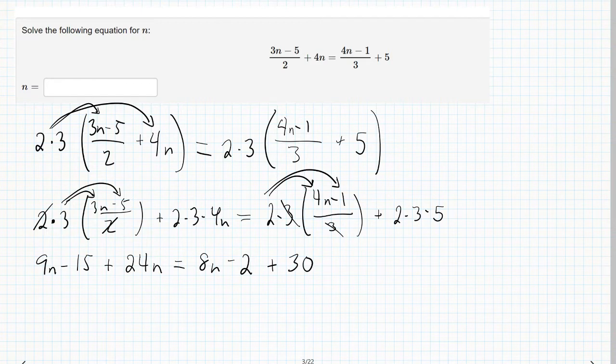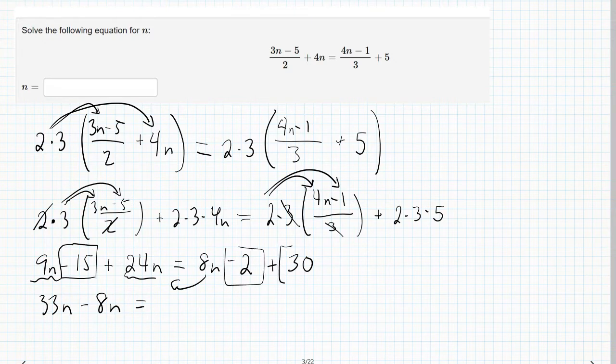Alright. So now we have to get all our terms onto one side. So the way we can do that first, notice you have a 9 and a 24n, that makes a 33n. And then we'll take this 8n and move it to this side. So the way we do that was we subtract the 8n. Now I'll box out the numbers here, and then we have negative 2 plus a 30. So negative 2 plus 30 is 28, and then we got to ship this 15 on over to this side, so that makes plus 15.